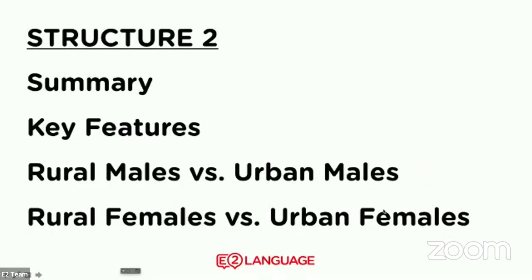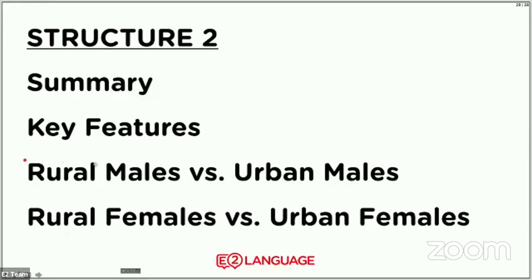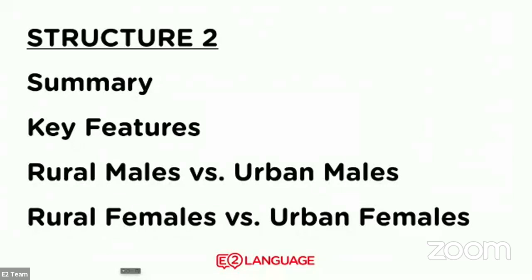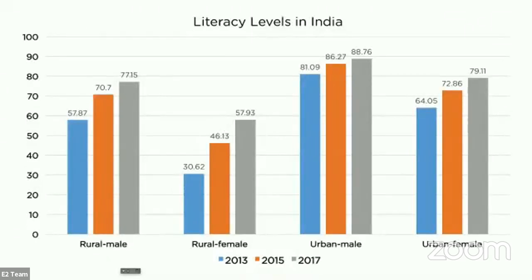The second way would be like this. Summary sentence, key features, and then rural males versus urban males. Last time we had the same location. This time it's rural and urban. This time you're comparing men in the two locations and rural and urban females. So let's have a look at this. If it's going to crash. Is it going to crash? Whoop, there it goes. Sorry. Okay. Let me go back.